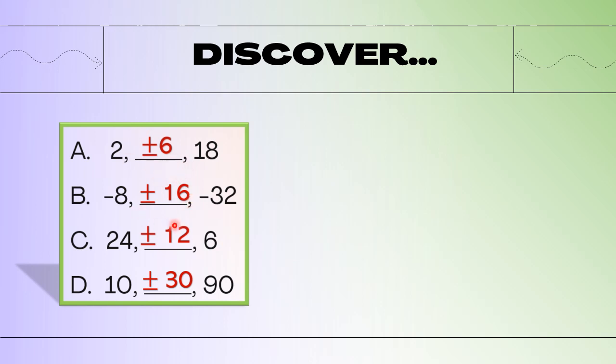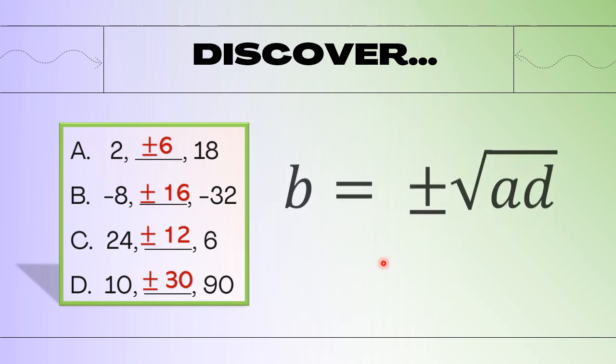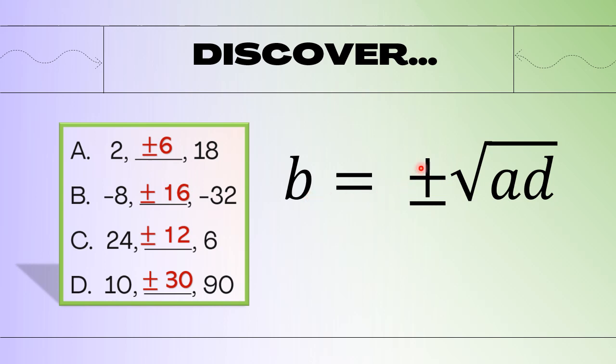As you can see, our answers a while ago were positive or negative 6, positive or negative 16. Actually, there's a shortcut for this so that you can easily find the middle term between the given two terms. So now, can you guess what our formula is in order for us to easily identify the middle term in the given sequence? Actually, our formula is B is equal to positive or else negative square root of A times D.